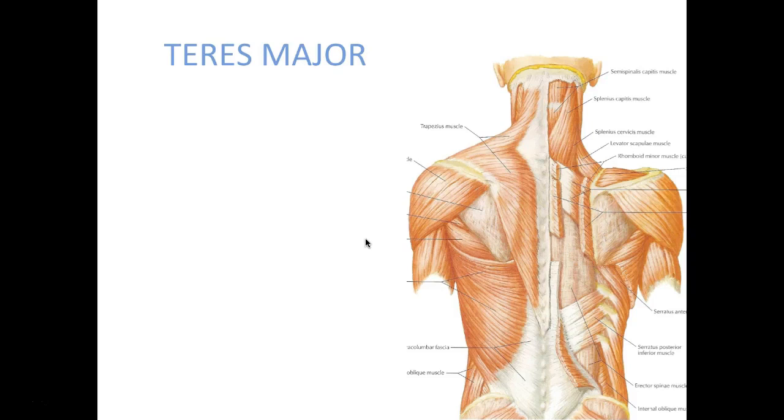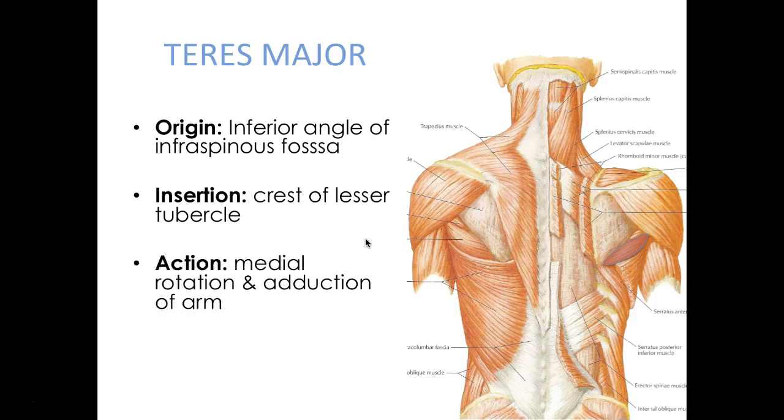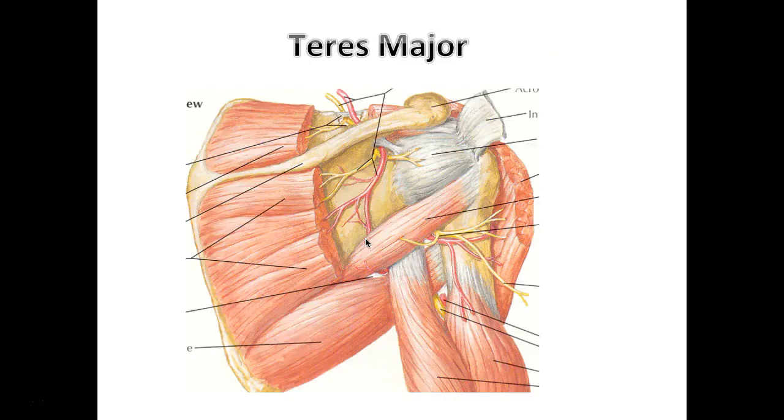So we just have teres major left, and that's going to be located right below teres minor. Its origin is the inferior angle of the scapula, and insertion is just a little bit lower, at the crest of the lesser tubercle. Because of the change in the line of pull, we could do medial rotation and adduction of the arm here, and its innervation is a branch of the brachial plexus.